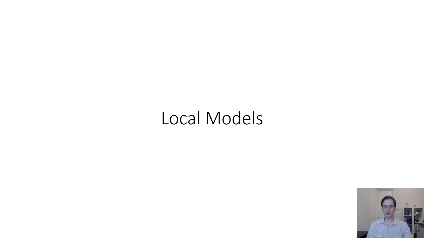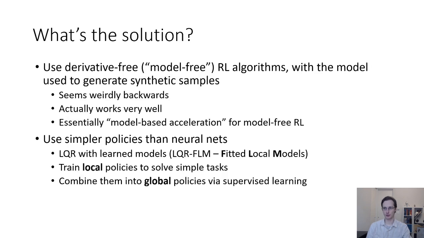Okay, so next we're going to switch gears a little bit and talk about another way to mitigate this problem with numerical instability without having to resort to using any model-free RL algorithms, and that's to use simpler policy classes. So first I'm going to talk about how we can do efficient model-based RL with very simple policy classes, namely time-varying linear controllers like the kind that we covered in the LQR lecture, and then I'll discuss how to use those simple policy classes to obtain more complex global policies represented by neural nets.